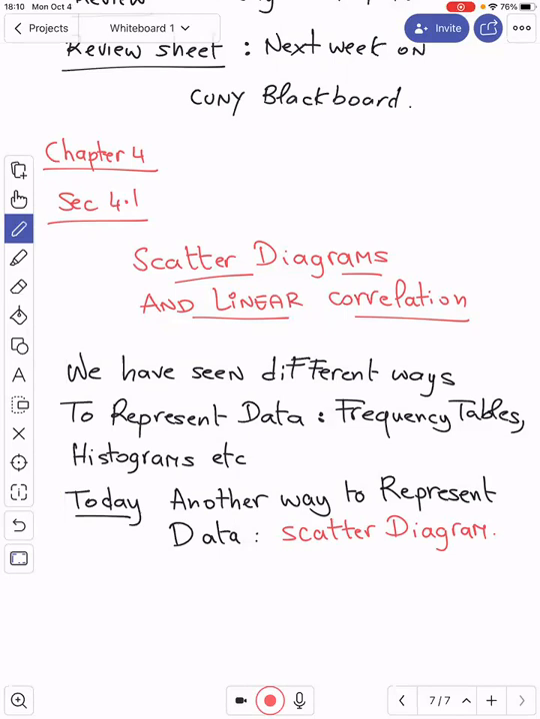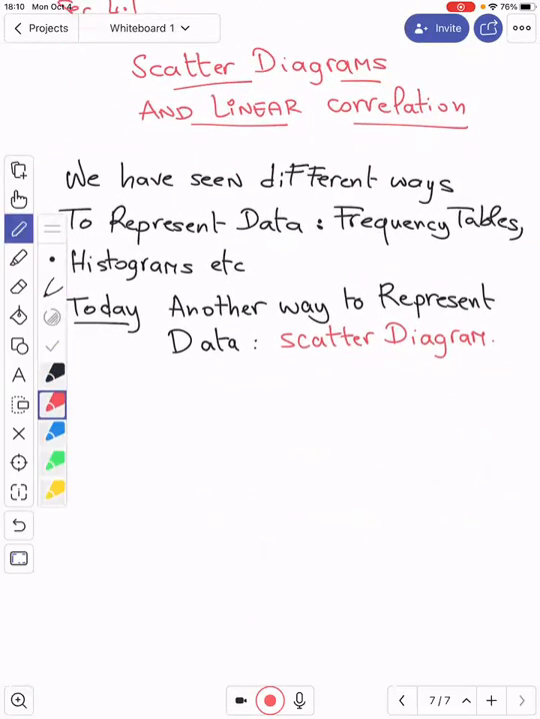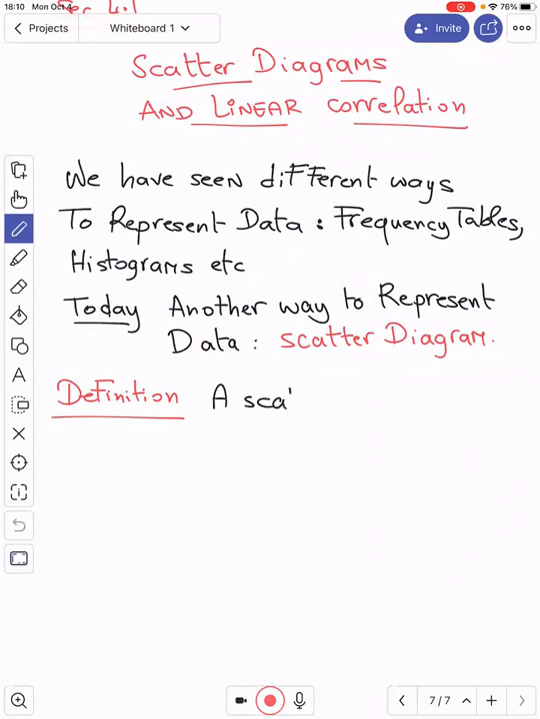All right, guys. So I'm gonna define the scatter diagram, and I'm gonna show an example of how we graph it. Let me start first with the definition. So what's a scatter diagram? A scatter diagram is a graph, like an ogive. Ogive was a graph.